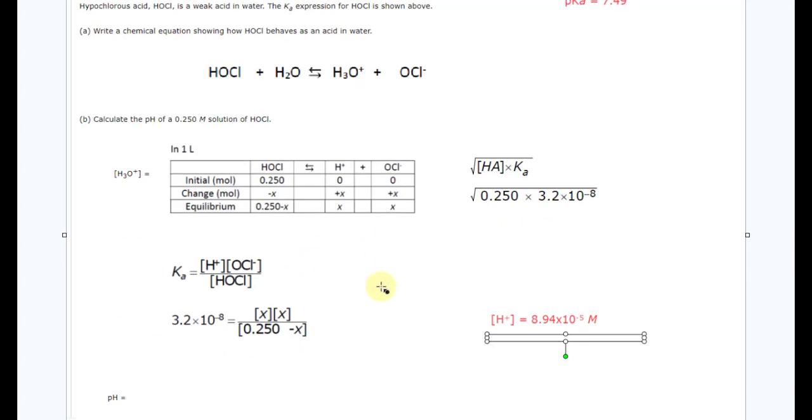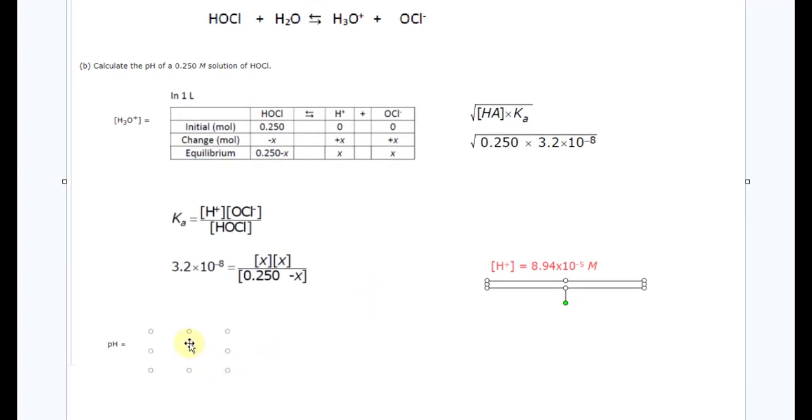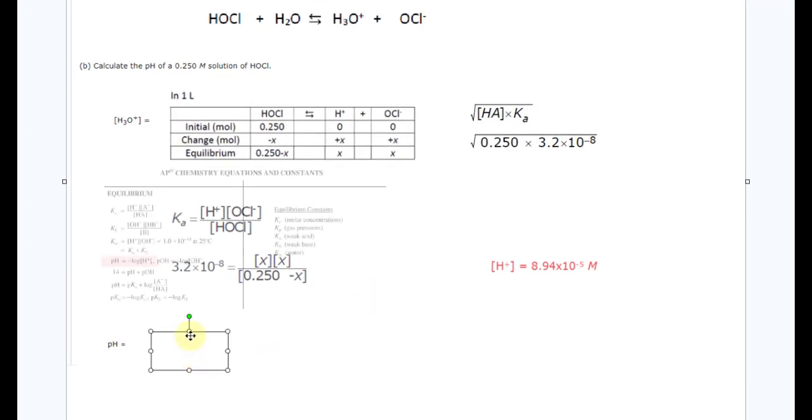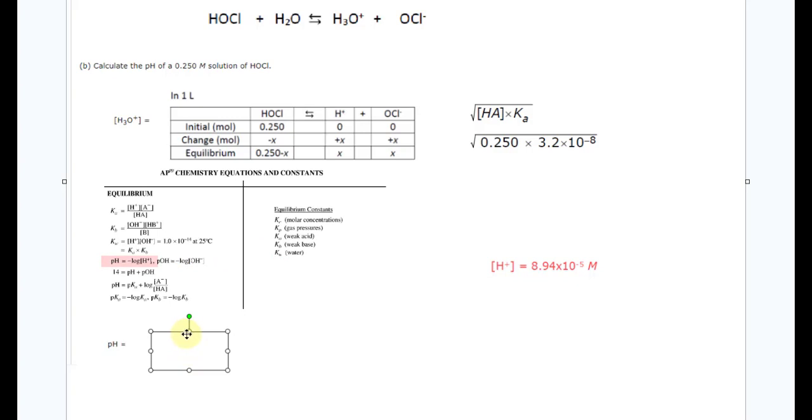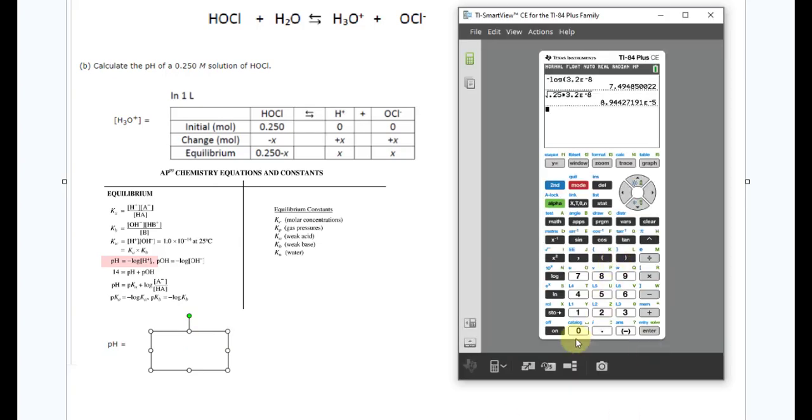Now, let's go to the last part of the problem where they ask for the pH. By now, you shouldn't have to look up the equation sheet to find out how to get a pH, which is the negative log of the hydrogen ion concentration. But let's go back to our calculator. Since I've already solved for x, I can just say negative log, the value I got from the solver, or I could have put in the second function answer and gotten that too.